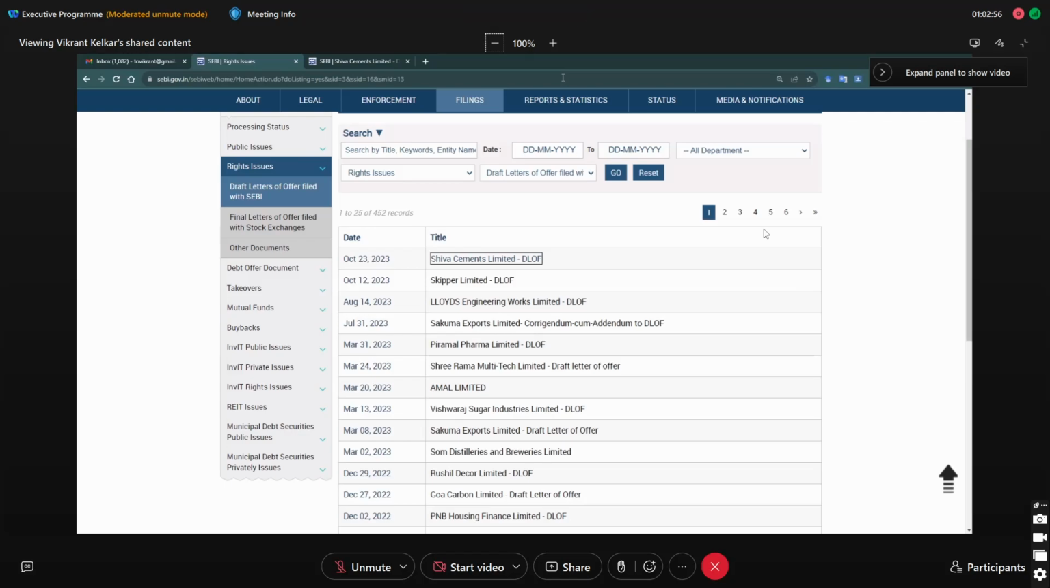Yes, sir. So we are talking about the draft offer, which is the first stage in every kind of IPO and FPO issue. It is available for public comment for 21 days. Then the second part is the actual offer document. Offer document means the prospectus in case of a public issue or offer for sale, and the letter of offer in case of a rights issue.